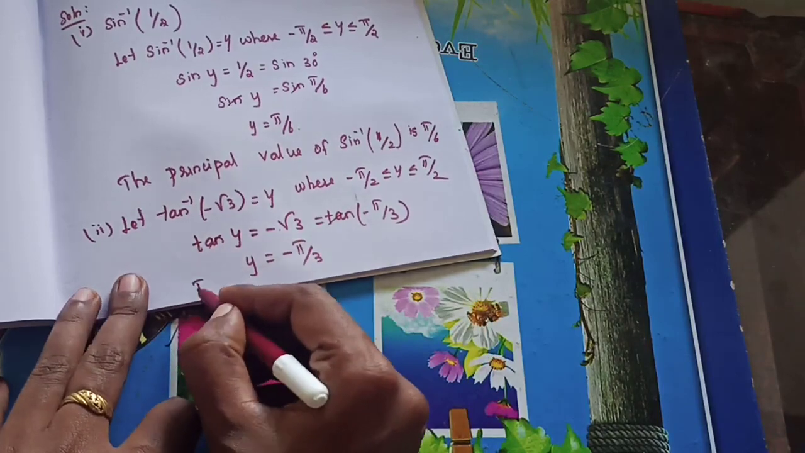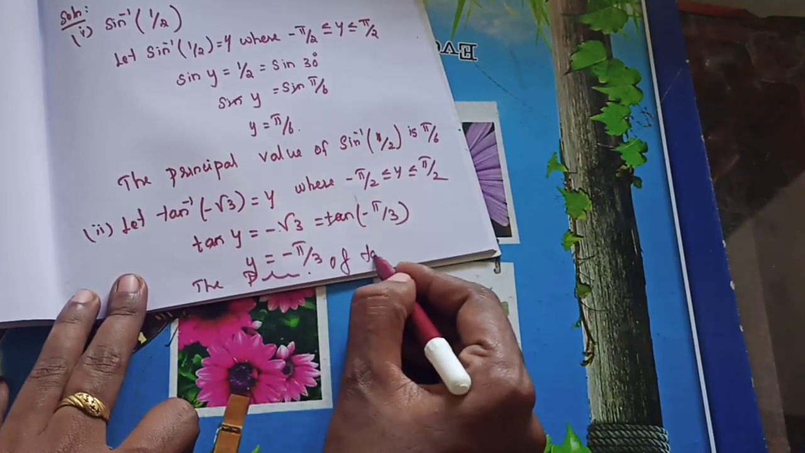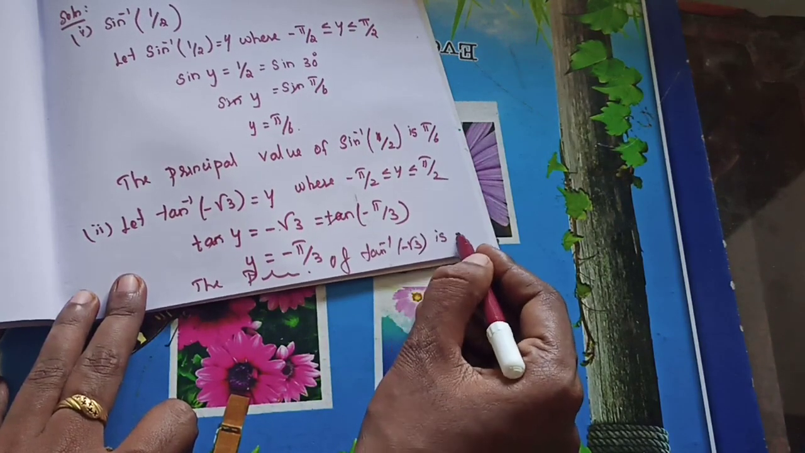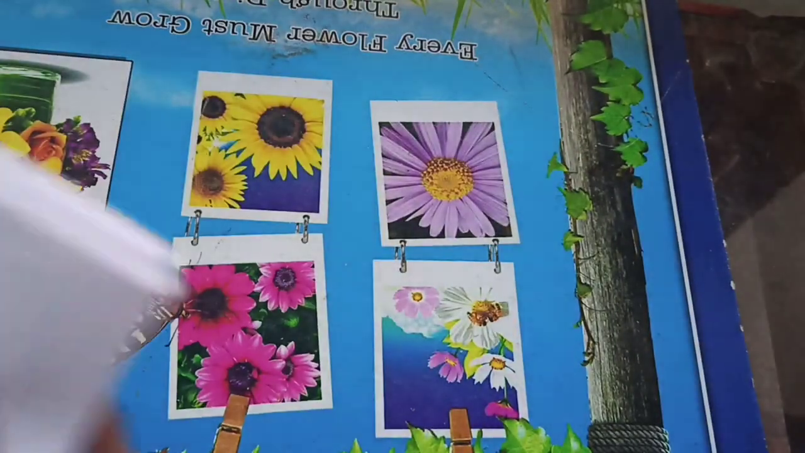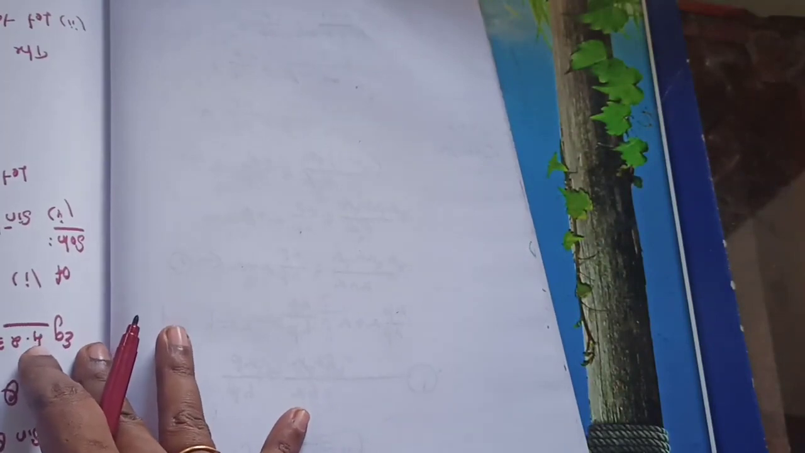So you need to take down the answer. That is, the principal value of tan inverse of minus root 3 is minus pi by 3. That's the answer. Understand, students? Okay.